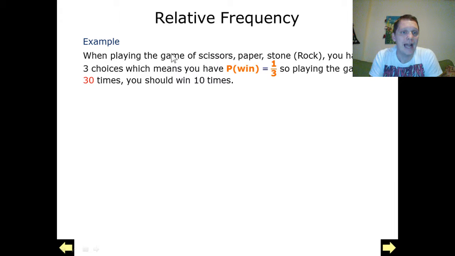So as an example, playing a game of scissors, paper, stone, or maybe some of you know it as scissors, paper, rock, or rock, paper, scissors, known very differently across different towns, different cities, different countries. So I've got three choices that I can choose from. So I've got a 1 in 3 chance of winning, because whichever one I choose, I've got 3 possible outcomes. So playing the game 30 times, I should expect to win 10 times, because multiplying both of these numbers by 10.